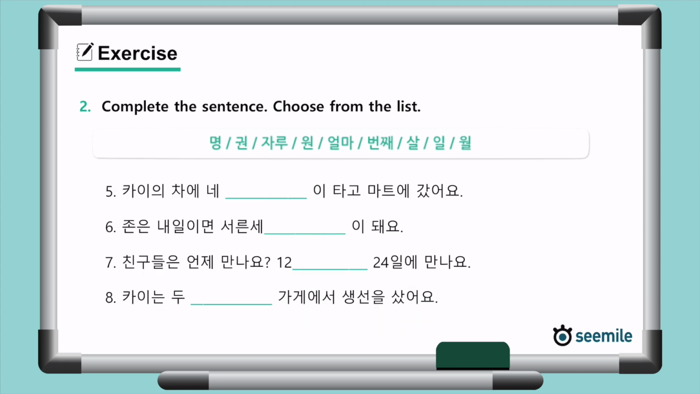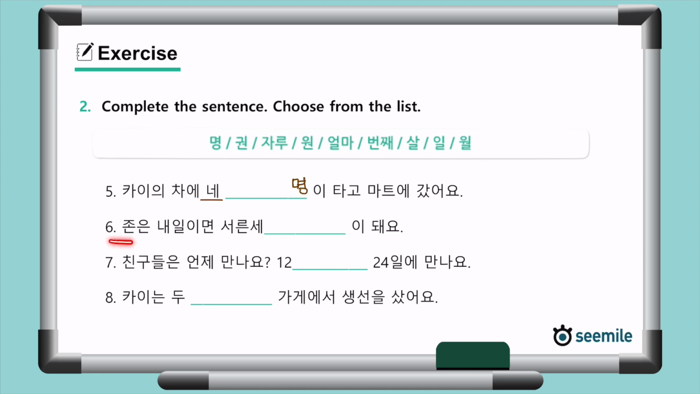Number 5. 카이의 차에 네 명이 타고 마트에 갔어요. 네 is the modified form of the native Korean number 넷, and apparently the speaker meant to say that there were 4 people in Kai's car, so the counter word for people, 명, should be used. 카이의 차에 4명이 타고 마트에 갔어요.